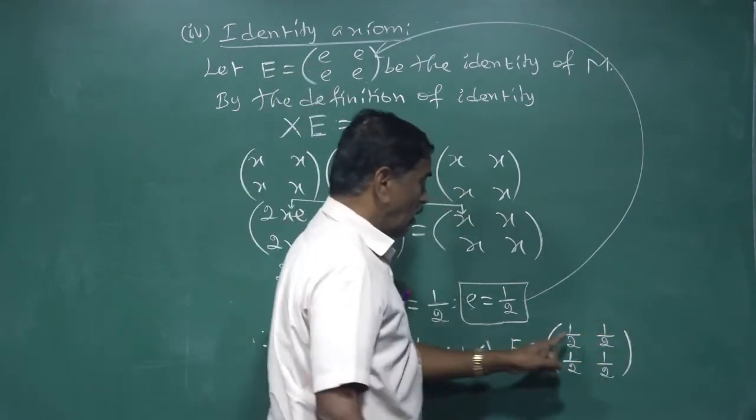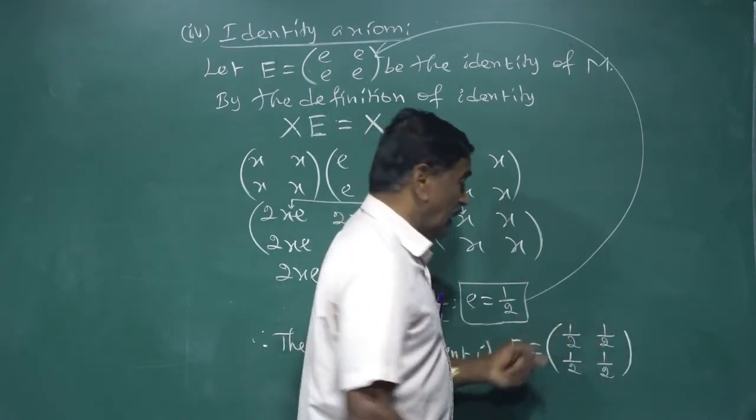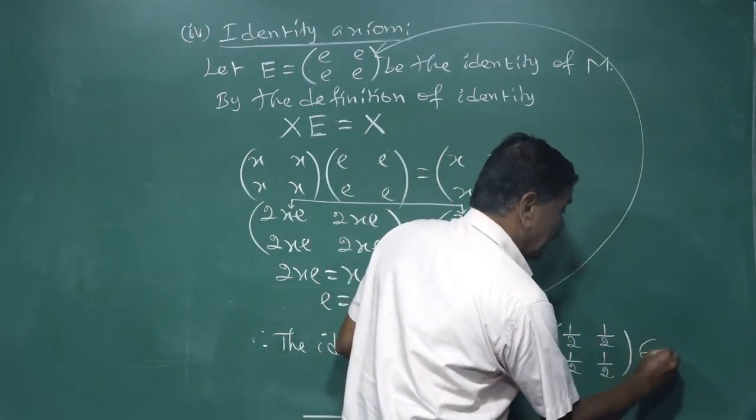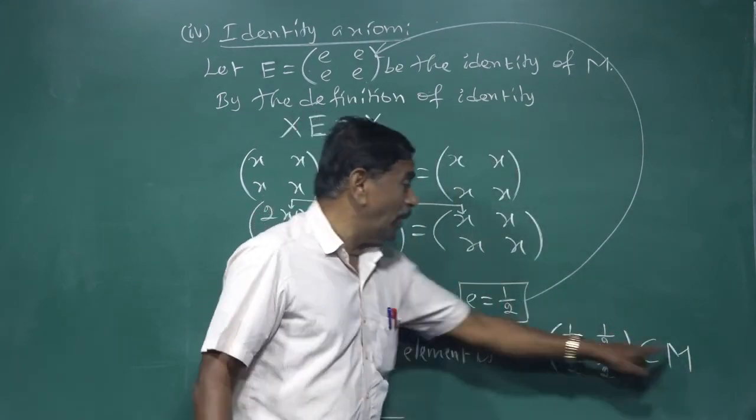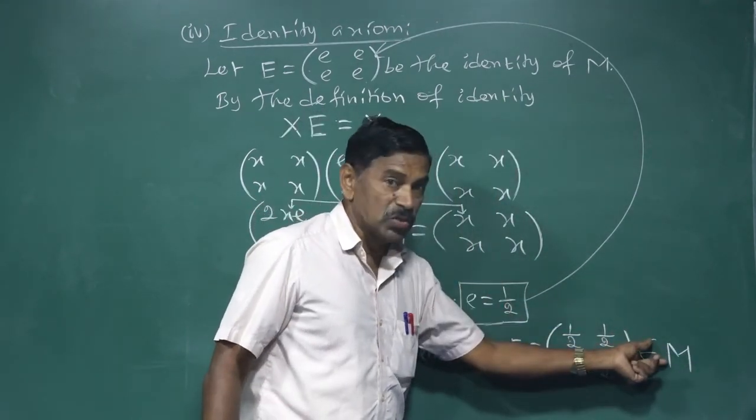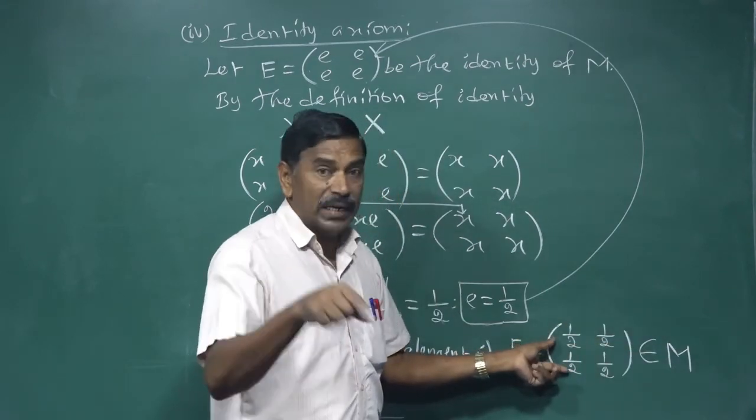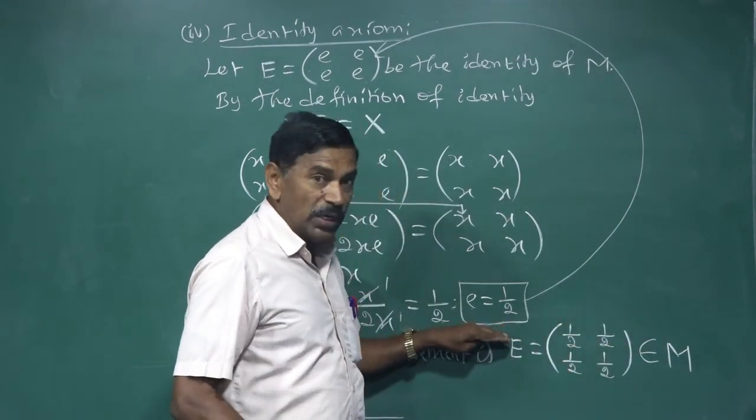Here all four entries are the same. Therefore, this matrix belongs to M. And don't write that 1 by 2 belongs to M. This matrix only belongs to M, and I need the final answer in matrix form. Don't stop at e equal to 1 by 2.